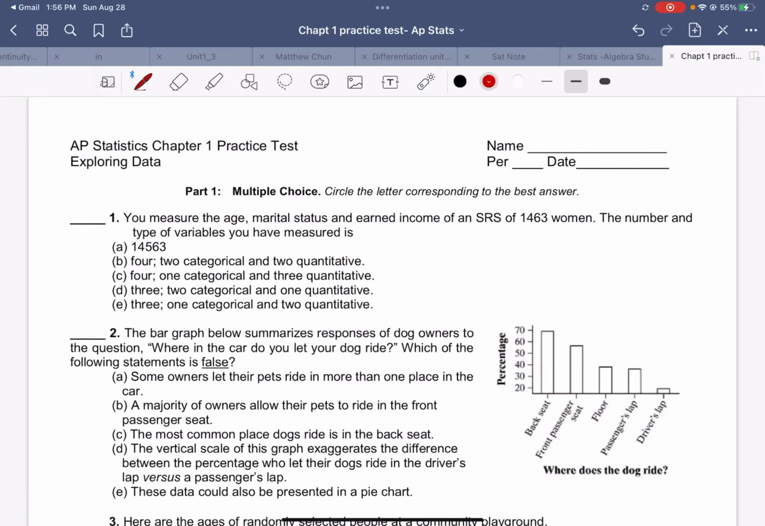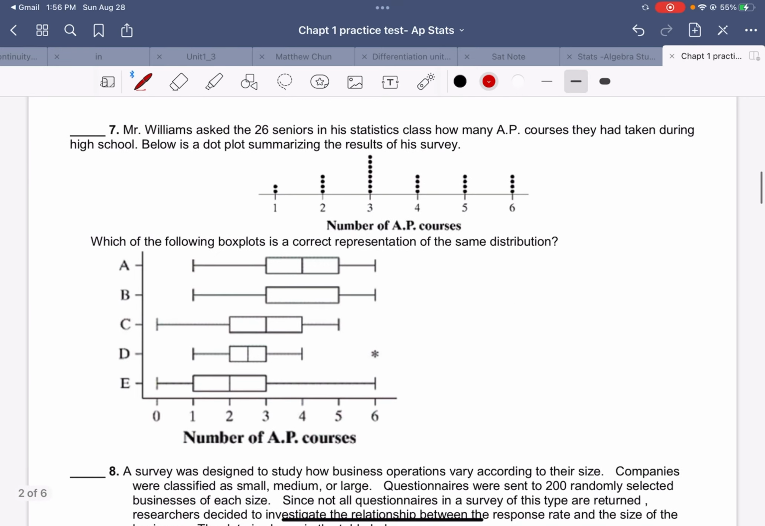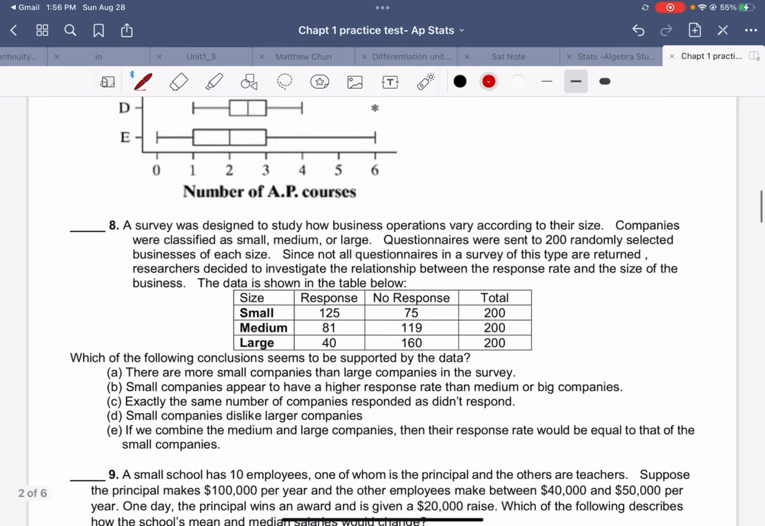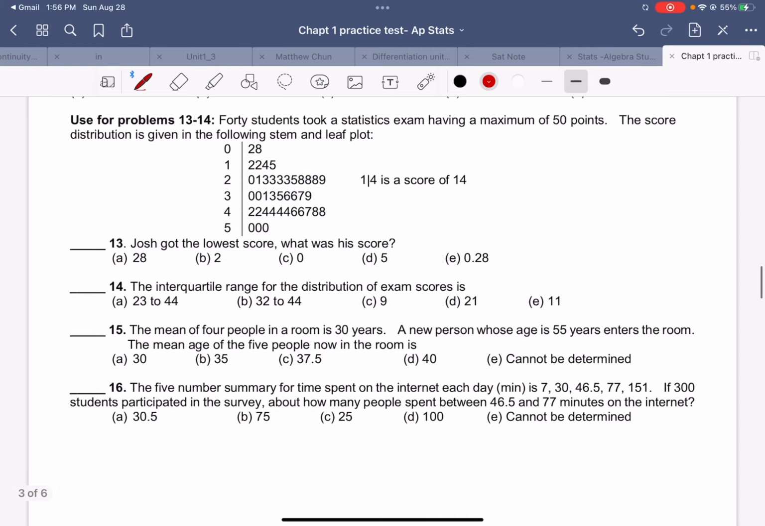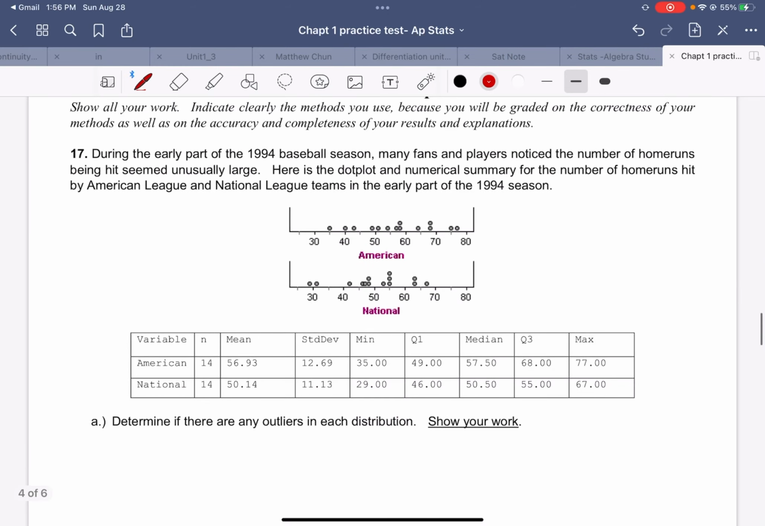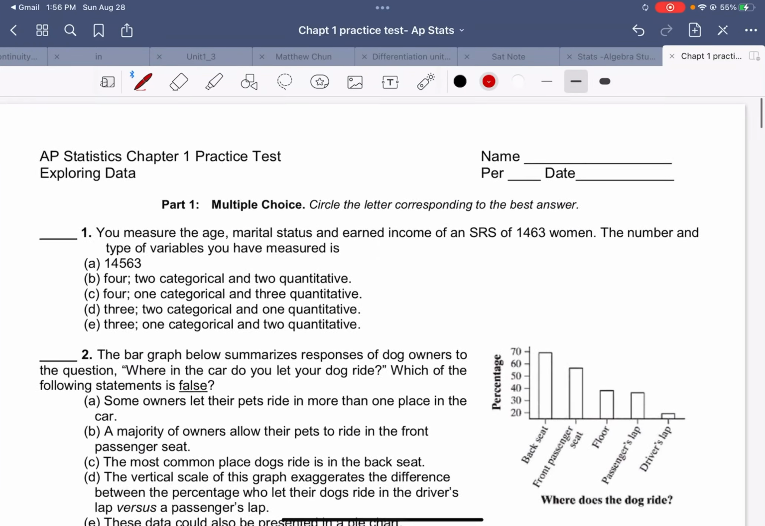AP Statistics Chapter 1 Practice Test. The name of the unit is Exploring Data. So we'll talk about all the different tables and also box plot and dot plot, and also free response and multiple choice. Okay, all right. So let's start it.